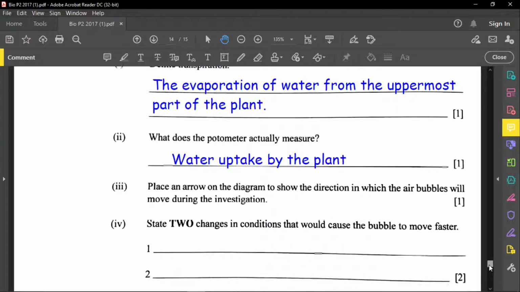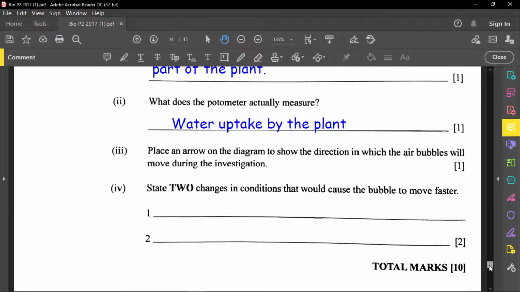All right, let's go to another part of the question. It says state two changes in conditions that would cause the bubble to move faster. In other words, what will cause the bubble to move faster is anything that will affect the uptake of water in the plant. That makes sense, right? Because if the plant is taking up more water, the bubble will move faster. The rate at which the bubble moves indicates how fast water is being taken up by the plant. There are a number of factors that could cause this. Technically, anything that causes transpiration to increase is a factor, and also anything that increases photosynthesis.